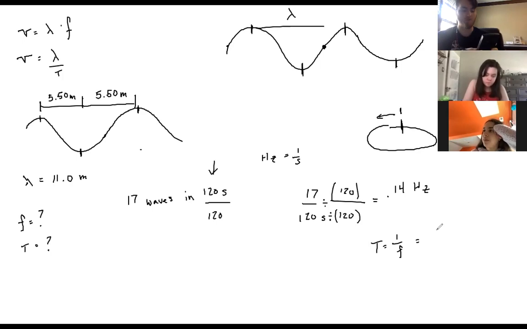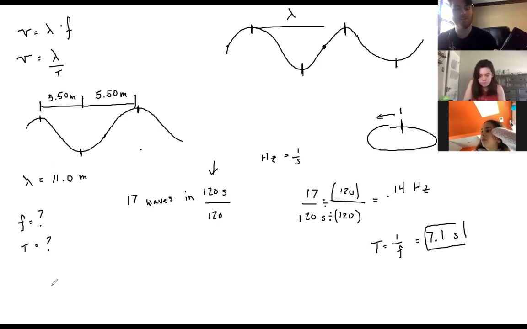Or if you want to flip it, because you can always do period, is 1/frequency. And I don't like the 0.14 because that makes me annoyed. We could just turn it into 7.1 seconds. The idea here is that it takes 7.1 seconds for 1 wave of wavelength 11 meters to travel.